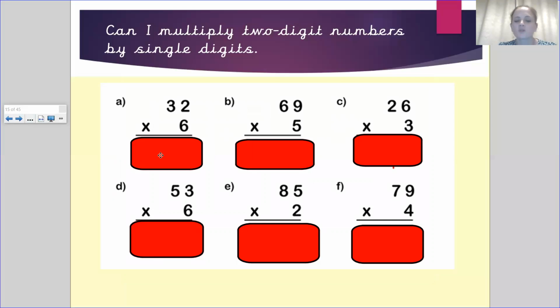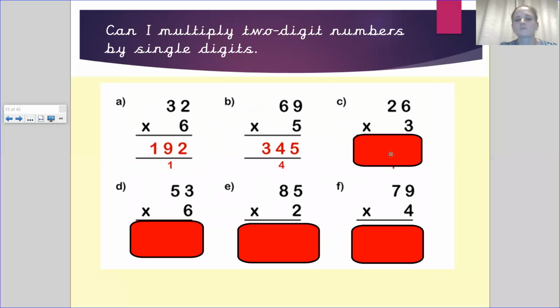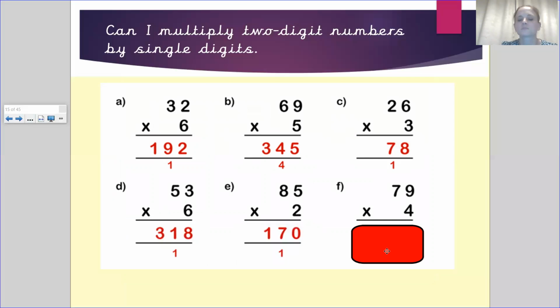Okay, so I'm going to reveal your answers to you, and then we will talk through 1 or 2 of them. Right. Let's have a look at this question. This is the one I will use so that we can better understand it. The first one that I would do is 2 times 6.